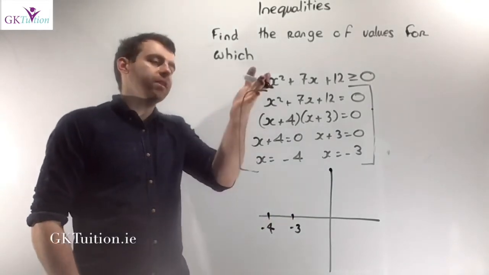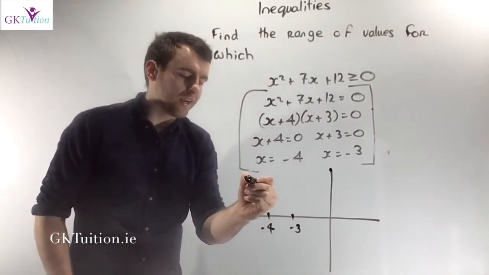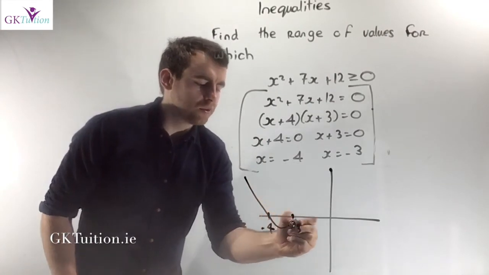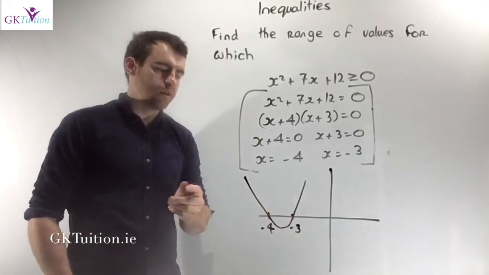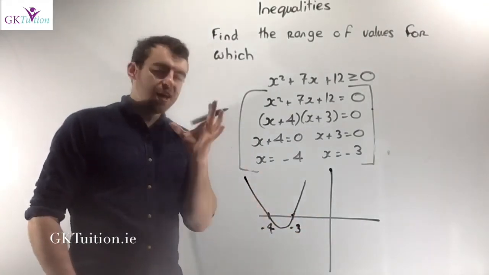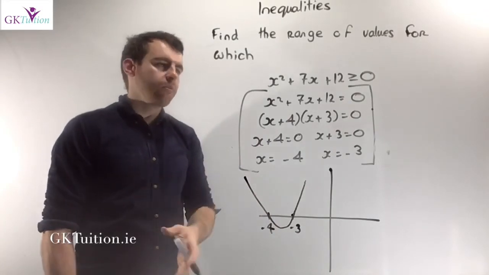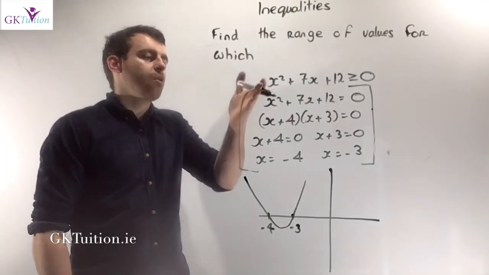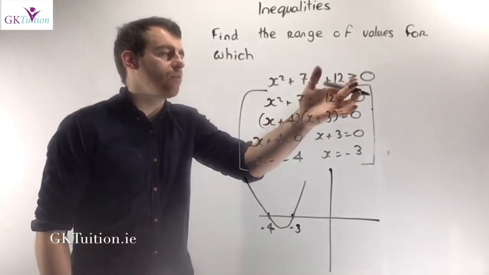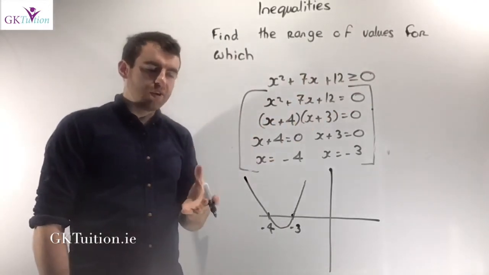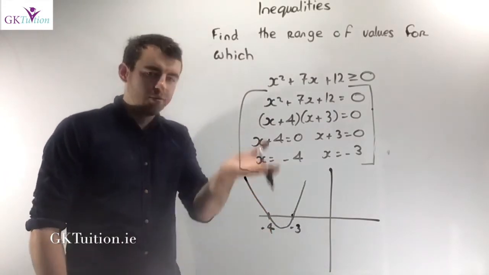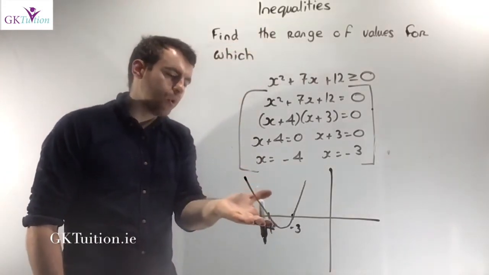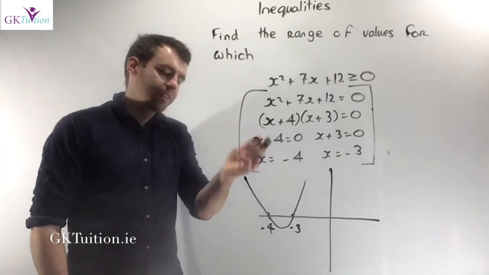So I'm saying that roughly, this is a U-shaped graph that crosses the x-axis at minus 4 and then also crosses the x-axis at minus 3. So this is my quadratic. Now that I have a sketch of my graph, I'm going to be able to answer this question. The question here is, when is this quadratic greater than or equal to 0? Greater than or equal to 0 implies above the x-axis. I want to know, when is this quadratic above the x-axis?